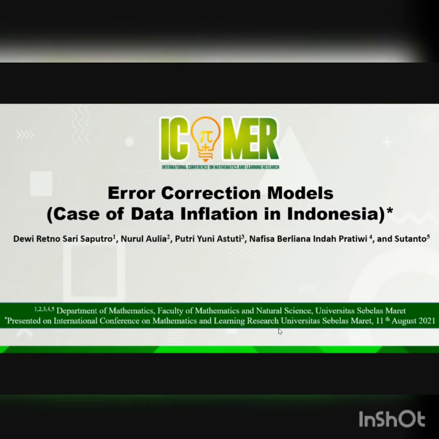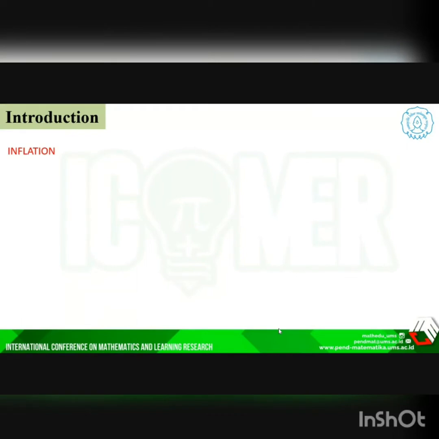Today I want to show you our research about error correction model's case of data inflation in Indonesia. Inflation was defined as an increase in the amount of money in circulation or an increase in liquidity in an economy.